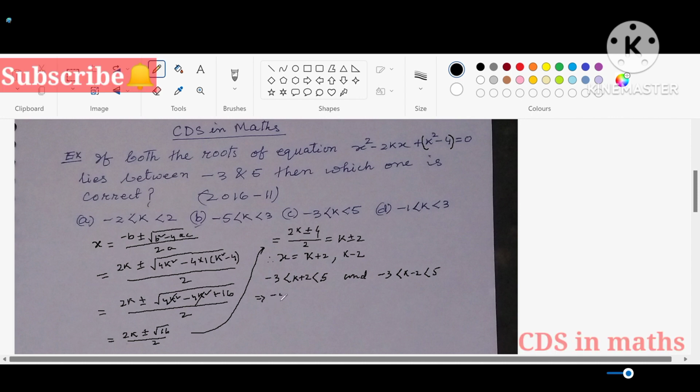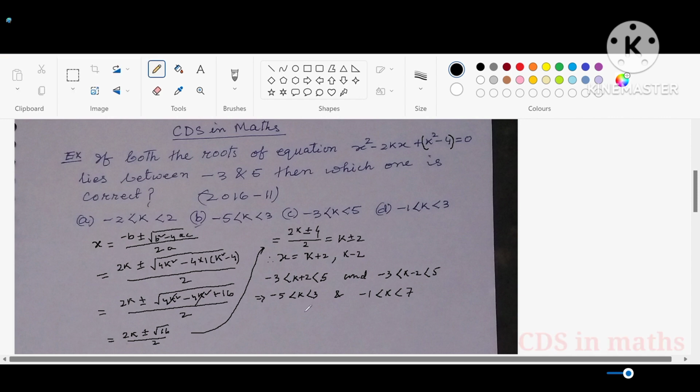If I add minus 2 it will become minus 5. Here, minus 2, if I add plus 2, the minus 2 will cancel. Minus 2, if I add, will become this. And from here I have to remove minus 2, so I can add 2 throughout. If I add 2 in this inequality, it will remain the same. Minus 3 plus 2 will be minus 1. It will be k and it will be 7.